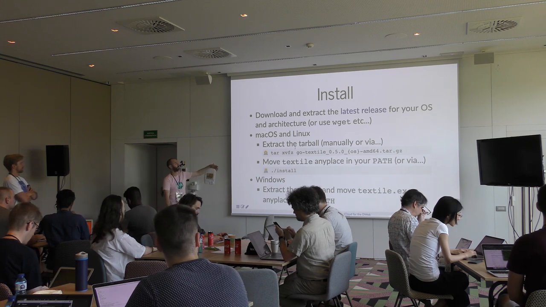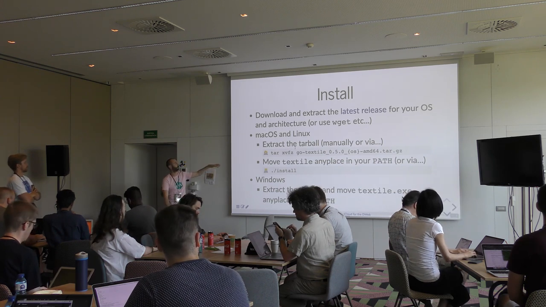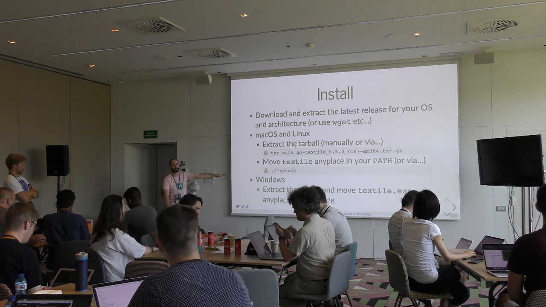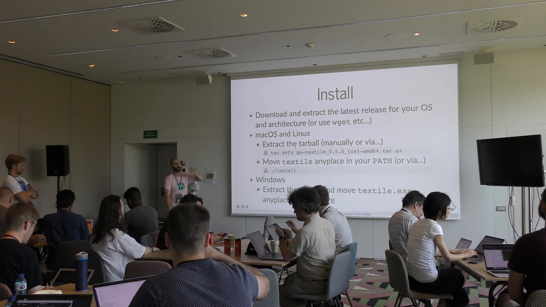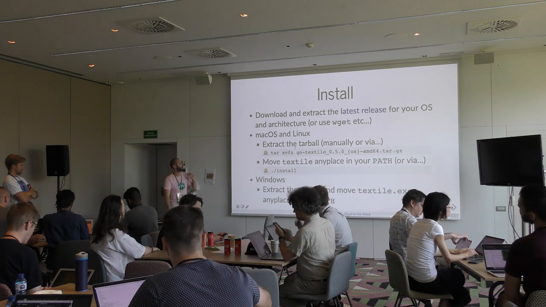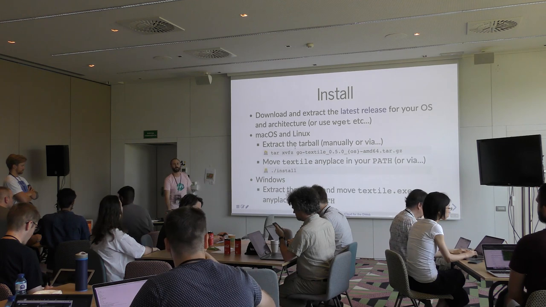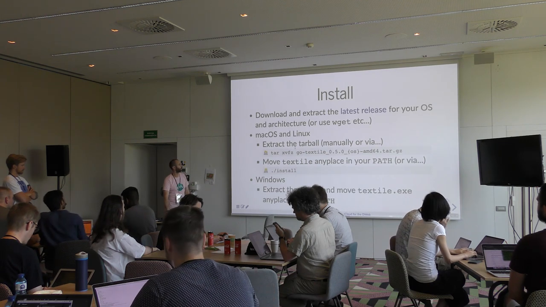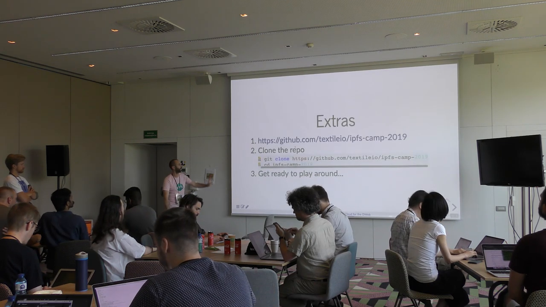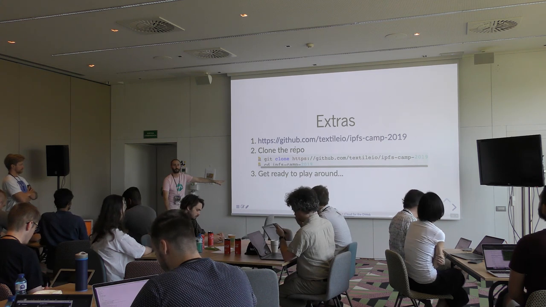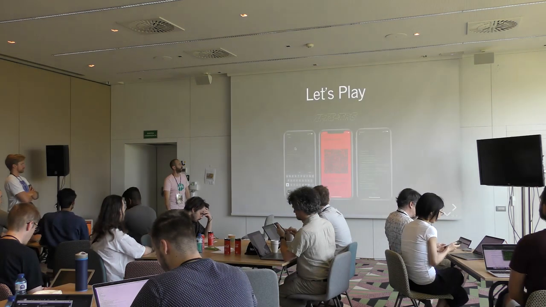Get the latest release, download the binary, install it. There's a little install shell script in there that basically just moves it into your path, or you can just call out to it directly if you want. And if you're on Windows, it should also work. Okay, so we're cool with that. Everybody has the infrastructure needed to do this, hopefully. Now let's see if the internet works.